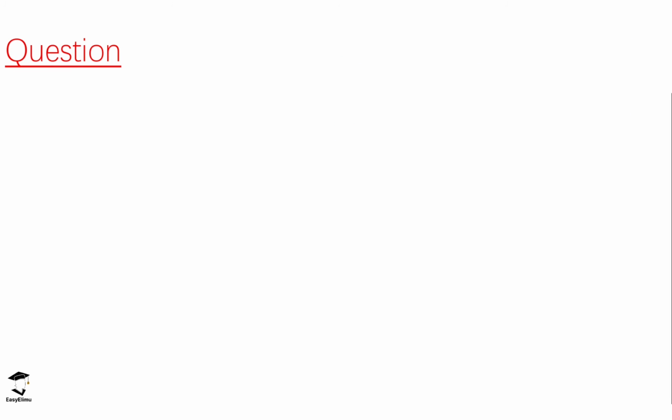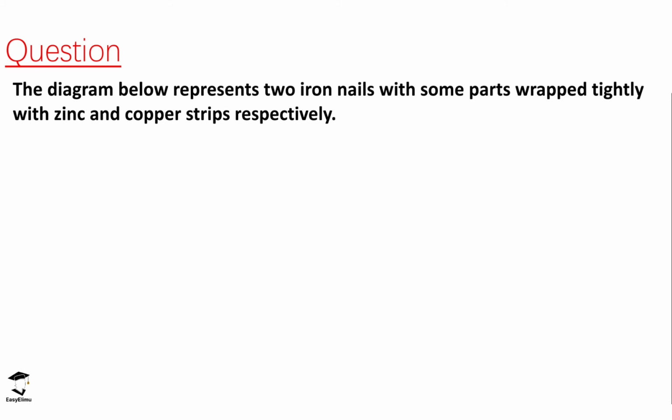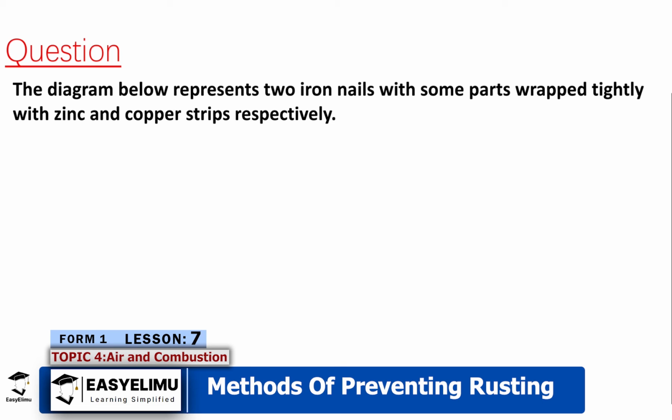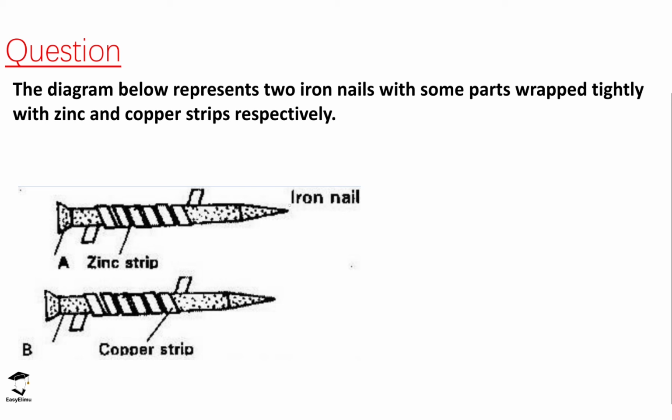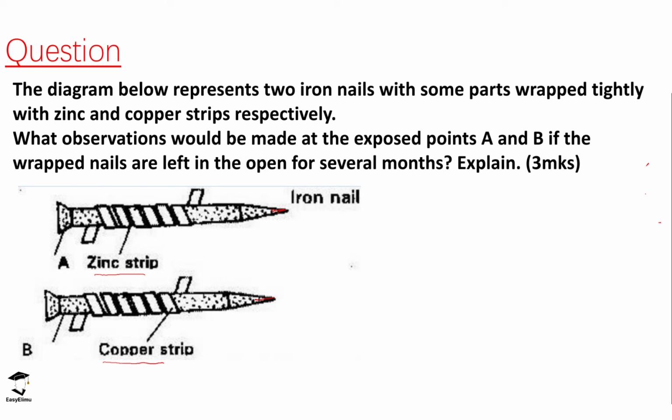So we're going to do one question in regards to what we have discussed and see if you have understood. The diagram below represents two iron nails with some parts wrapped tightly with zinc and copper strips respectively. Both of these are iron nails; one has been wrapped with a zinc strip and the other with a copper strip. The first question is, what observation would be made at the exposed points A and B if the nails were left in the open for several months?